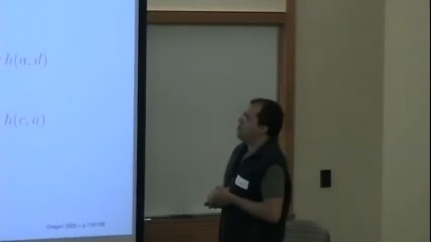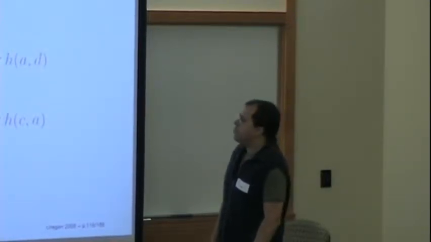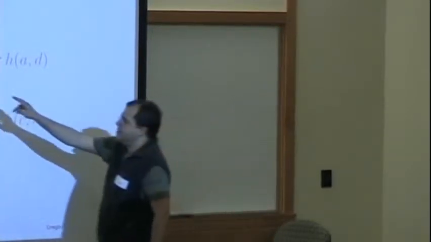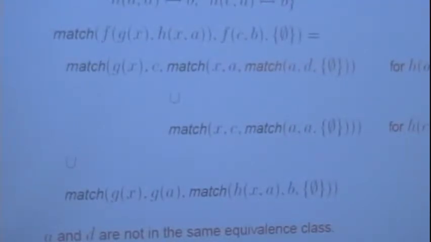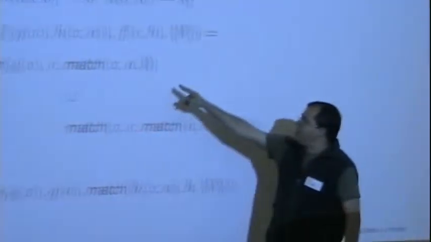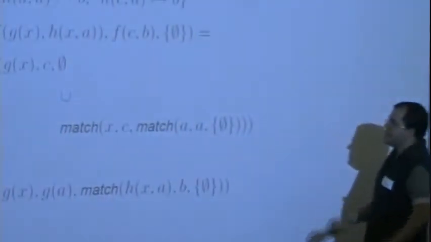Now we're going to match A D, but A and D are not in the same equivalence class. In this way, what happens? I'm going to replace this with the empty set, right? This matching failed. If you have the empty set, there's no substitution here to extend. In this way, you just keep returning the empty set, right? Now match A with A, we succeed, right? We just return the empty substitution.